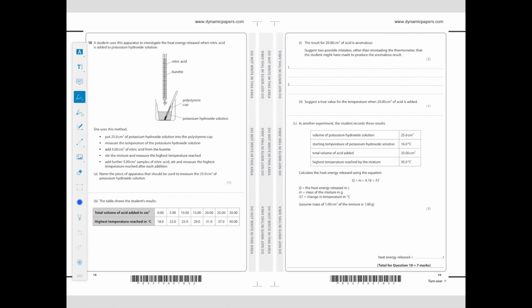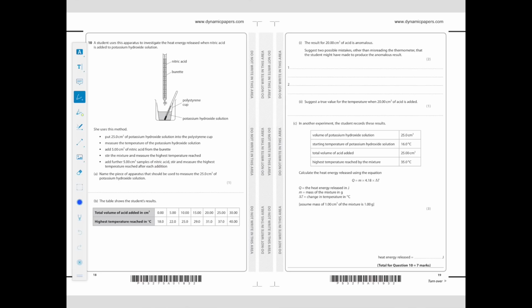Well, first of all, she could have added less than 5 cm³ extra of the acid. Secondly, she might not have waited until the highest temperature was reached. And thirdly, remember when you're doing this experiment, it's really important that you stir the reactants. So she might not have stirred them properly. Suggest a true value for the temperature when 20 cm³ of acid is added. So let's have a look. You kind of want somewhere that sits between 29 and 37. So I'd probably go in at 33.